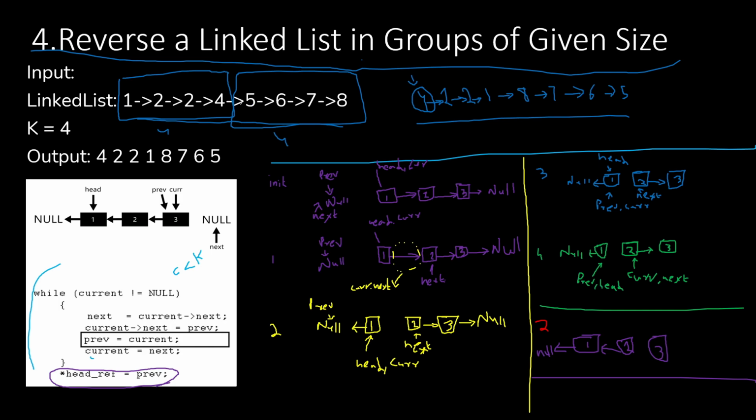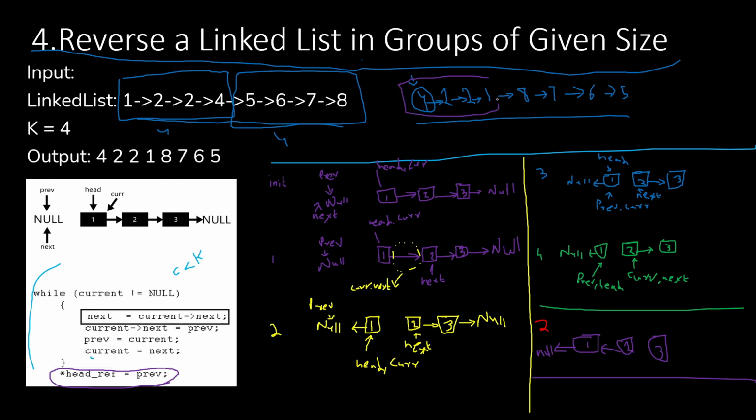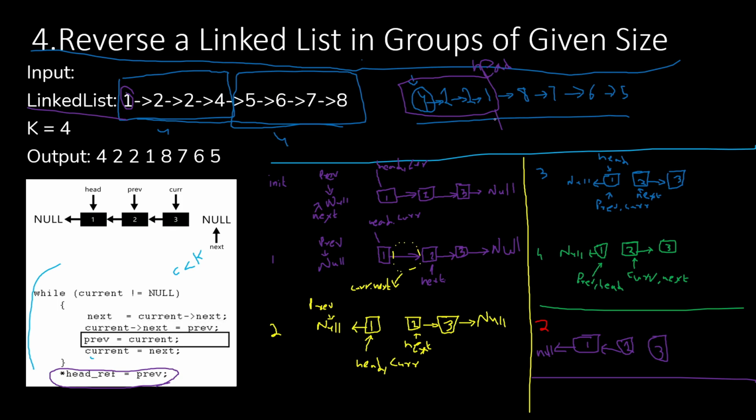But what about in the groups? In the groups also we will face the same problem. Like this one, we have reversed this 4, 2, 2, 1. But after reversing this, the 1 is ahead here at the initial stage. 1 is ahead of this linked list given here, because it is the starting value. Now, if I say head dot next, it will point towards a null value.